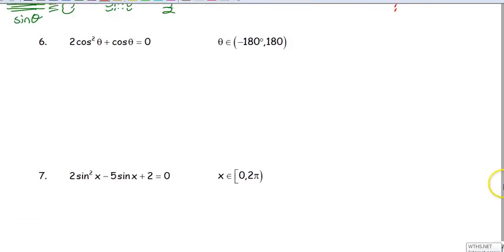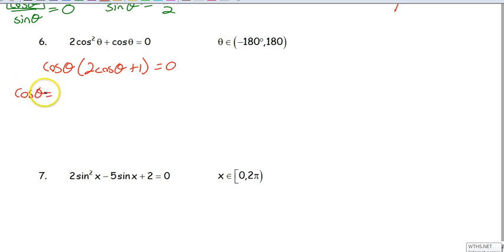Alright, if you stayed with me, we're back here. Still factoring, still solving. So, when in doubt, factor. Again, no canceling. Take out a cosine. And also note our interval is from negative 180 to 180, but we are not including those, so we can't count any of those answers. Alright, so we have cosine of theta is equal to 0, and we have negative 1/2. So cosine of theta equals negative 1/2 when I solve that.